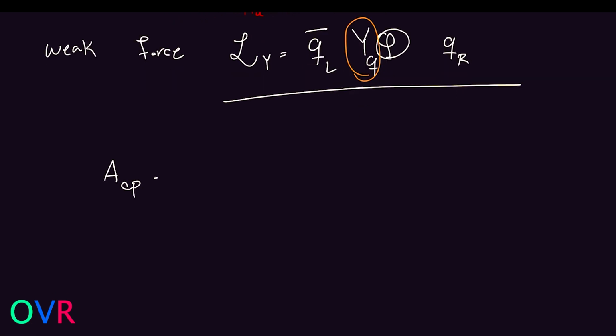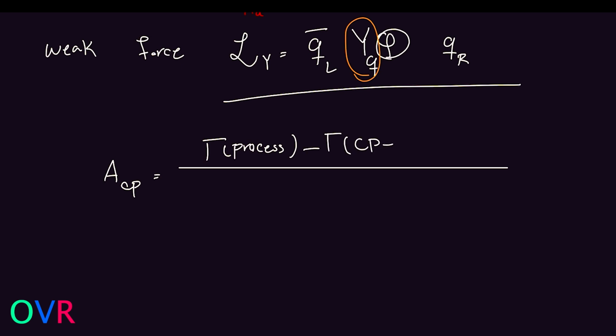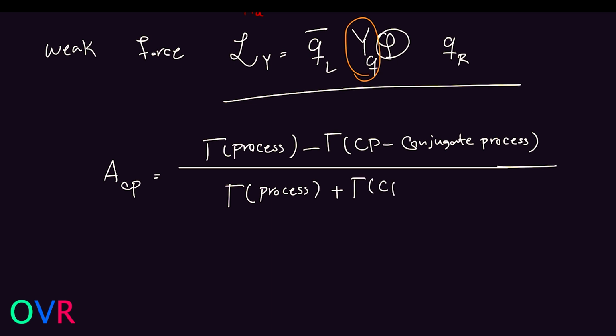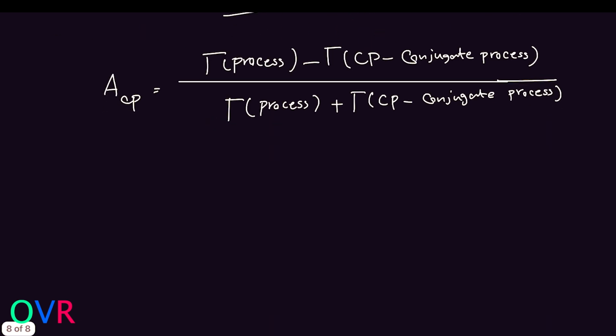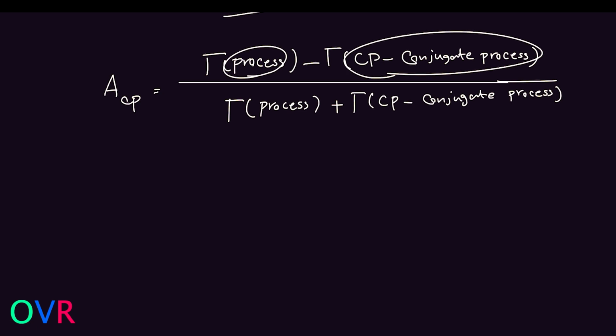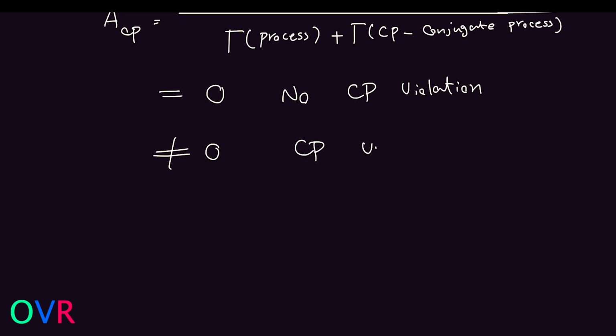You can mathematically define a term, you call it A of CP, which is the cross-section of the processes, the decays that you observe in nature, minus the cross-section of the CP conjugate of that process. So if there is a decay, you try to see what the CP conjugate of that process is, and then you calculate this variable. On the denominator you have a plus, with the same terms. So what happens when the process has a counterpart that is a CP conjugated process? If both of them are equal, then this is equal to 0, so there is no CP violation. But if it is non-zero, then that means CP violation.